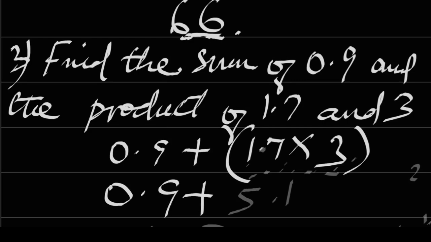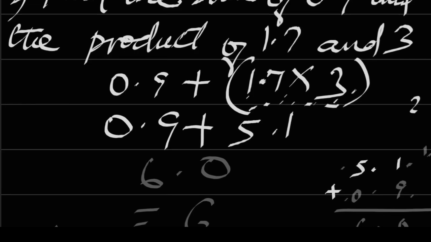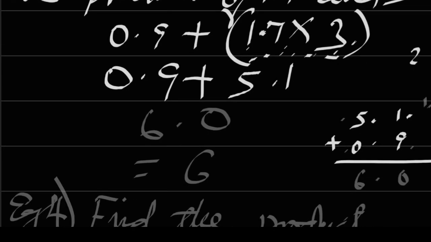0.9 is added, so we need to multiply this first. 3 times 7, 21, write down 1, carry 2. Our decimal is there. 3 times 1, 3 plus 2, 5. So 1.7 times 3 is 5.1. We are going to add this 0.9 plus 5.1. 5.1 plus 0.9. 1 plus 9, 10, write 0, carry 1. 5 plus 1, 6. That will be 6.0, which is the same thing as 6.